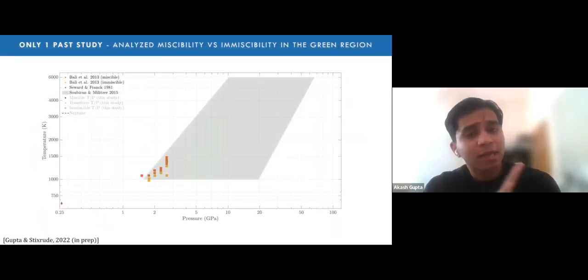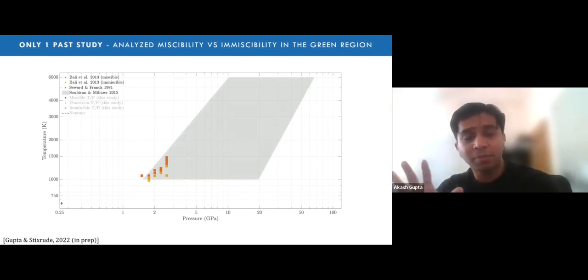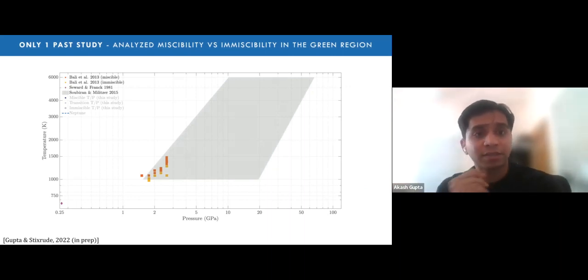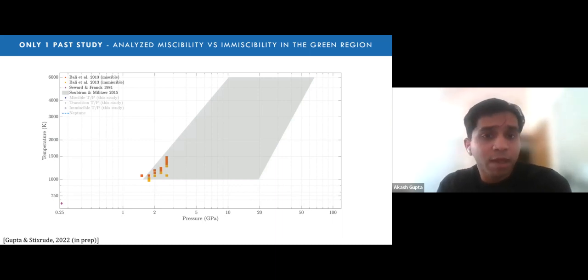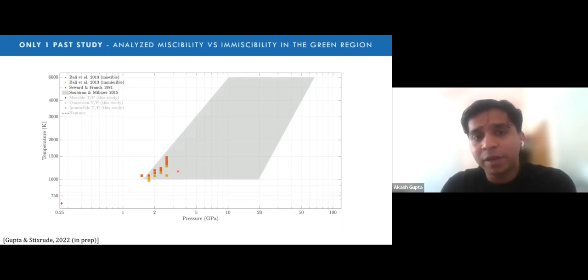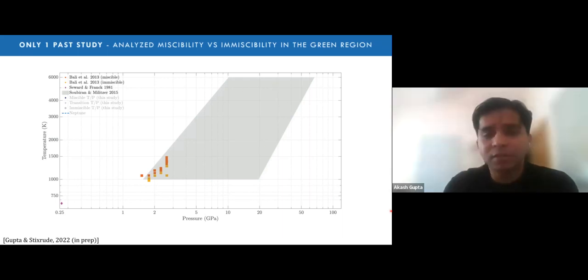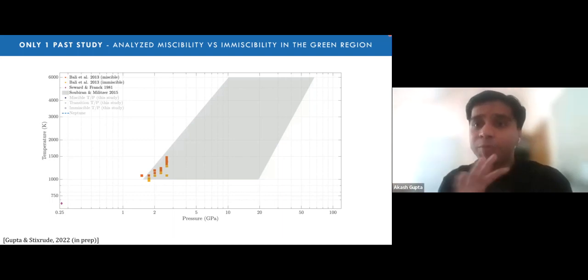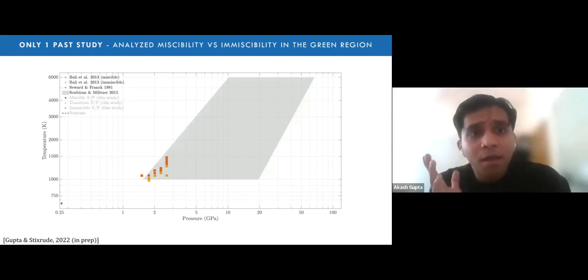Now, it is not that no study has looked into this system ever. There is, in fact, a study by Sobra and Militzer. I apologize, I might be pronouncing their names wrong. But yes, there is this study by Sobra and Militzer from 2015, which basically found that in this entire green space, hydrogen and water should be completely miscible.